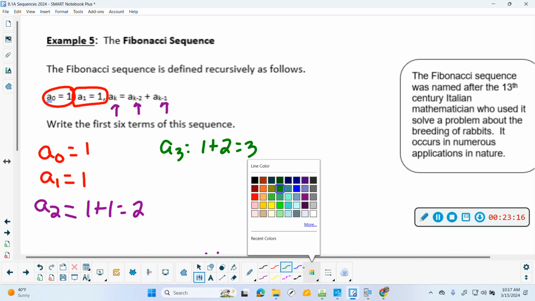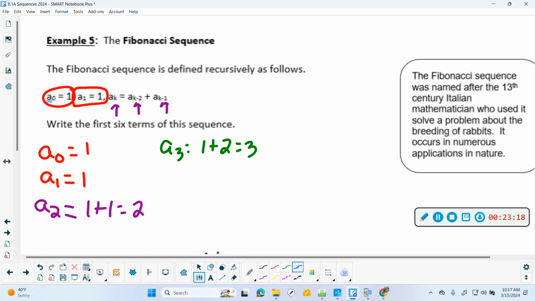To get our next one, 2 terms back, so 2, plus the last term, 3. Okay, and then to get our 5th term, 2 terms back plus the last one. What's your next term? 3 plus 5, 8.